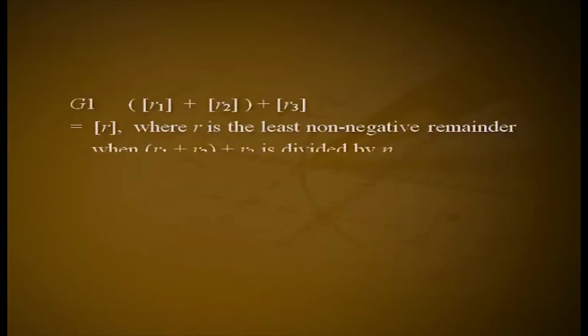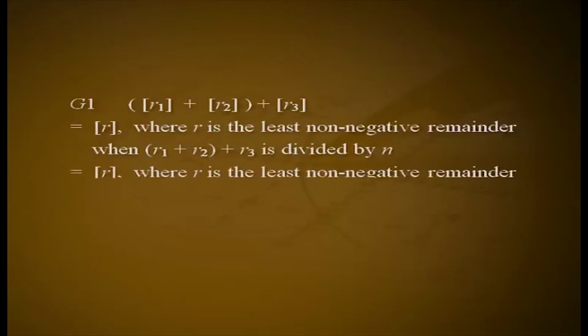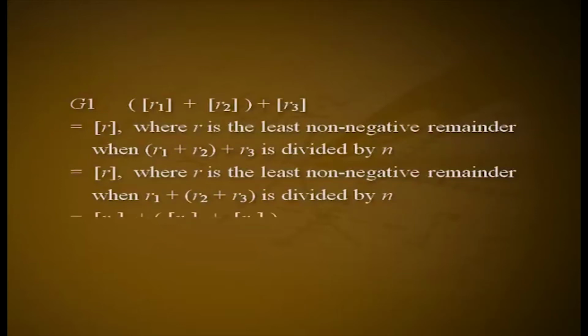Closure property. From the definition, for class R1, class R2 belonging to S, class R1 plus class R2 is equal to class R1+R2, which is equal to class R, 0 ≤ R < n, so that class R belongs to S. G1: class R1 plus class R2 plus class R3 is equal to class R, where R is the least non-negative remainder when R1+R2+R3 is divided by n, which is equal to class R1 plus class R2 plus class R3. Hence, the associativity is satisfied.